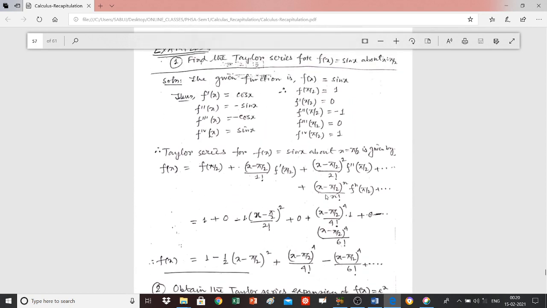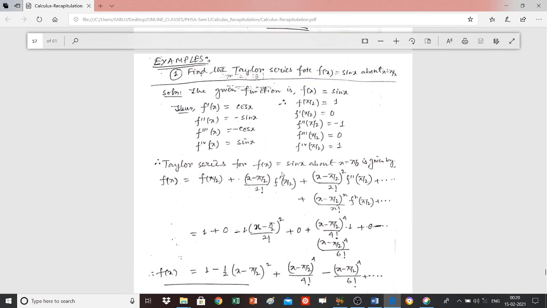Since it is about the point x is equal to pi by 2, f(x) is equal to f(pi by 2), then plus (x minus pi by 2) by 1 factorial f prime pi by 2, then plus (x minus pi by 2) square by 2 factorial f double prime pi by 2, then plus (x minus pi by 2) cube by 3 factorial f triple prime pi by 2. In this way, (x minus pi by 2) to the power n by n factorial f^n(pi by 2) plus etc. So now we have to find out these values f(pi by 2), f prime pi by 2, f double prime pi by 2, etc.